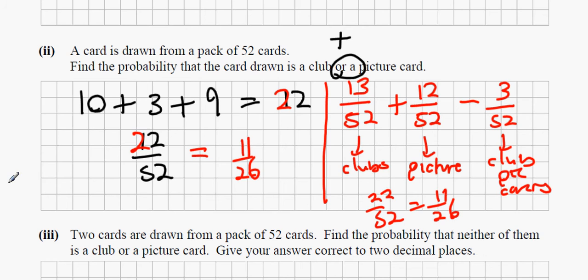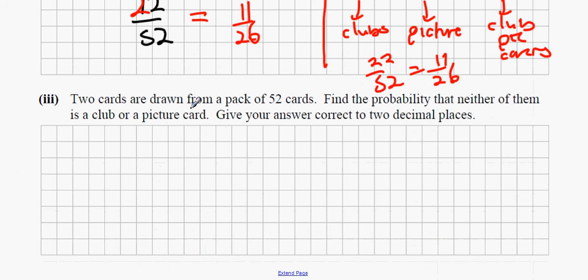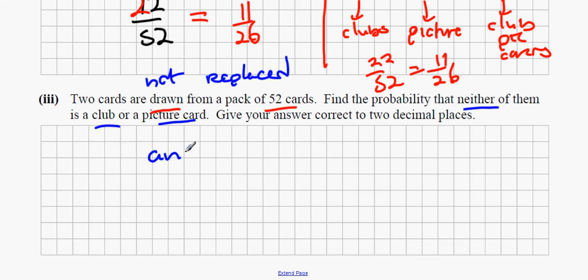Okay. 2 cards are drawn from a pack of 52 cards. Find the probability that neither of them is a club or picture card. Give your answer correct to 2 decimal places. First thing to remember is it doesn't say it's not replaced, so cards aren't not replaced. Second thing is go through the language. Find the probability that neither of them is a club or a picture card. So this is an AND question, which means multiply.